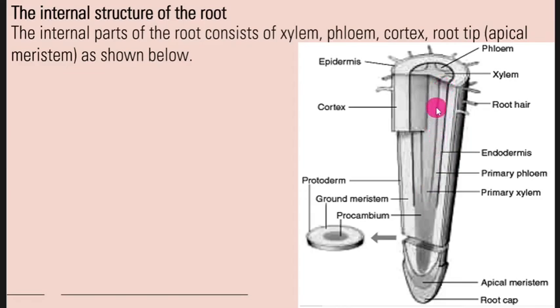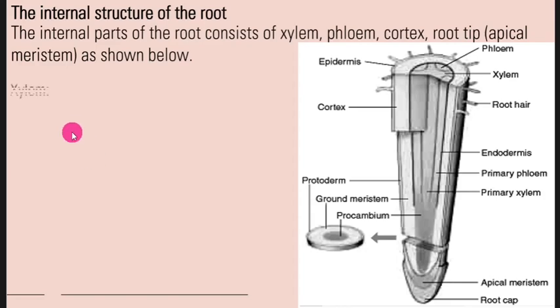So this line here, this black line here between the cortex, it is called the endodermis. Then downward here, this one is called the primary phloem, and the one down here is called the primary xylem. Very important, guys. All right, now let's look at the functions of these parts of the root.